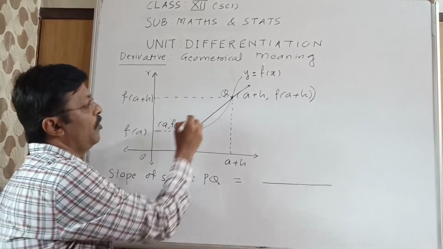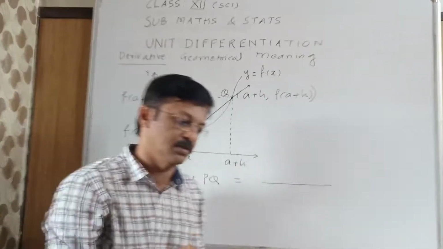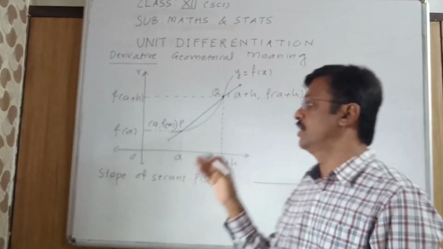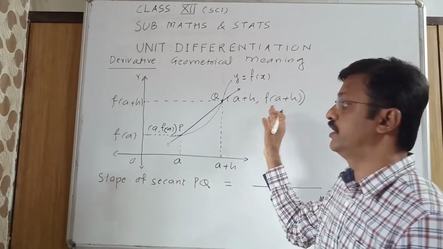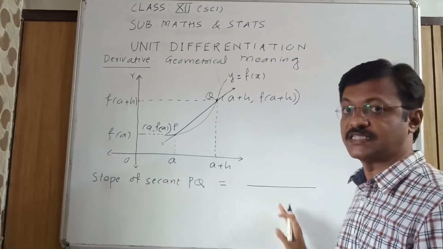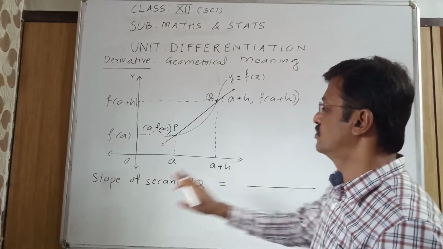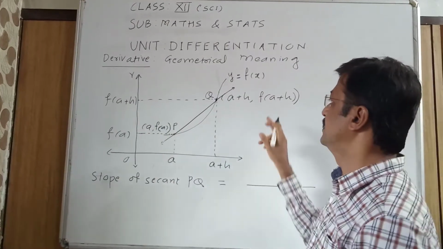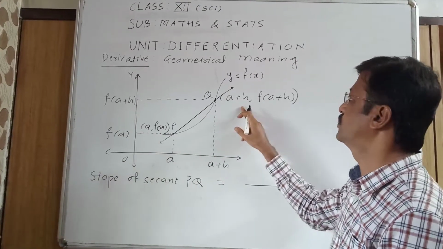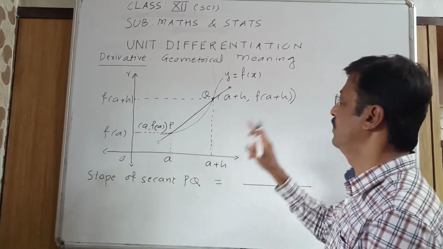Now the slope of any line for which you know 2 points on it, suppose one is (x1, y1), the other one is (x2, y2), is given by y2 minus y1 upon x2 minus x1. So in this case, the slope of secant PQ will be y2 minus y1 upon x2 minus x1. So what is y2 minus y1 here?